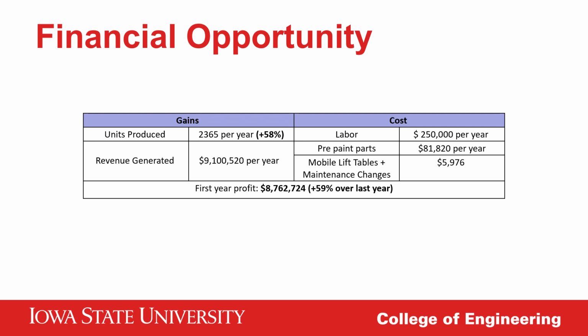To implement the solution, there are a few cost elements. The first is labor, to pay the operators who work in the line and also to outsource the pre-painting of the parts, which comes out to about $81,000 per year. Items for a one-piece flow, such as lift tables, as well as some changes that need to be made to the job shop, come to about $5,900 or so. Subtracting the cost from the gains, the client can generate a first-year profit of about $8.7 million, which is an increase of 59% over the past calendar year.